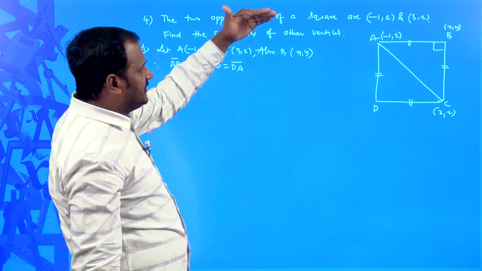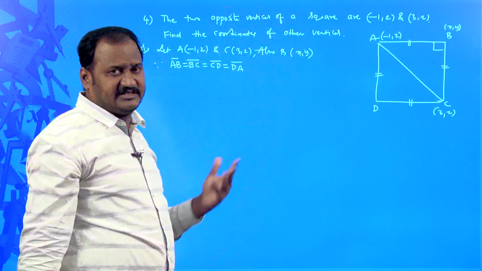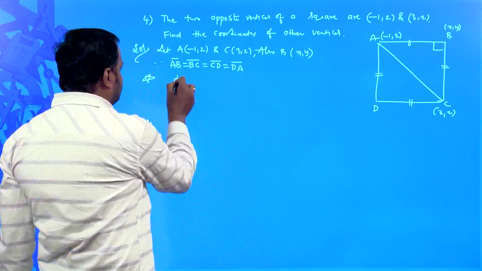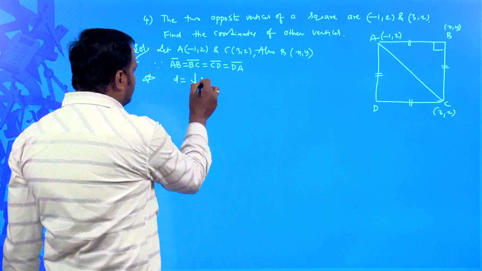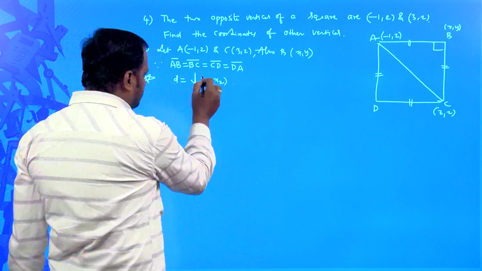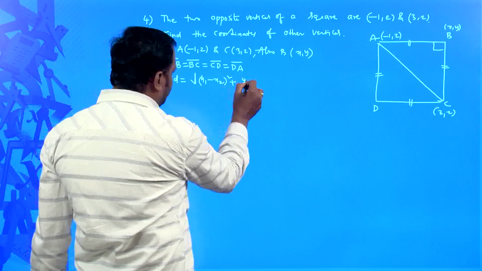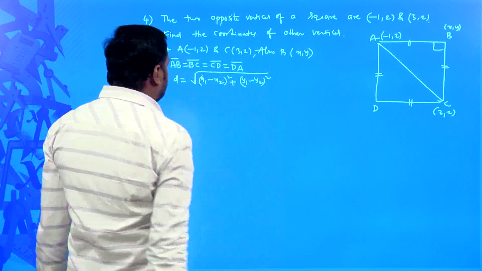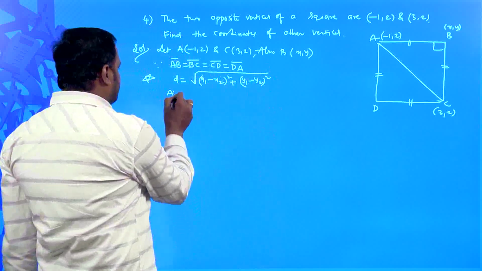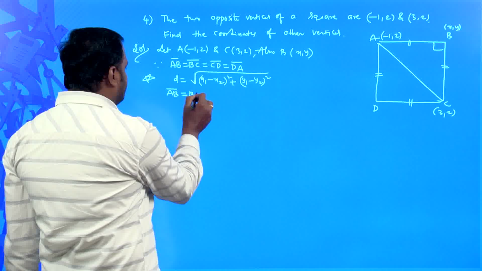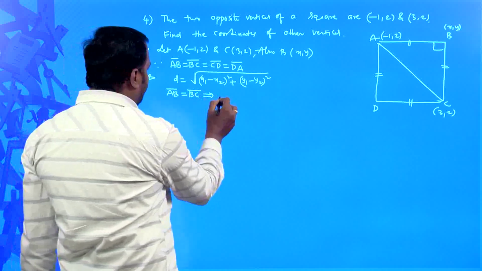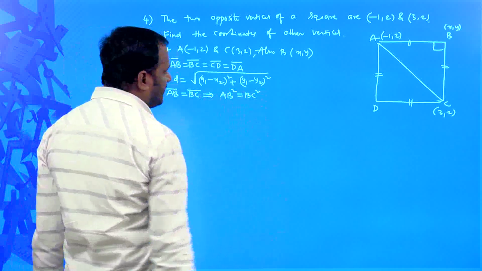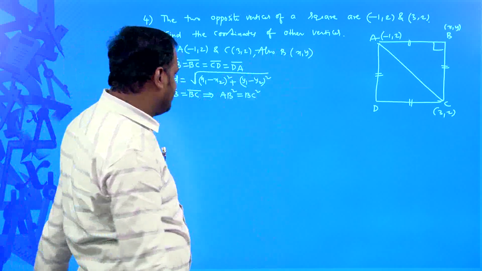I am going to find the distance between AB and the distance between BC, since both are equal. So, I am going to write the formula for the distance. The distance between 2 points is root over (x1 minus x2) whole square plus (y1 minus y2) whole square, right. So, I am taking AB and BC. AB is equal to BC. To remove the square roots, I will directly square here itself. AB square is equal to BC square.